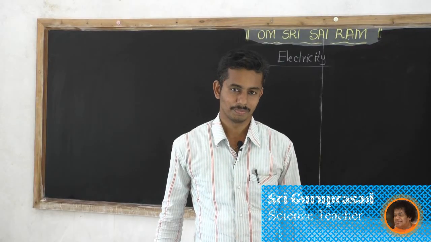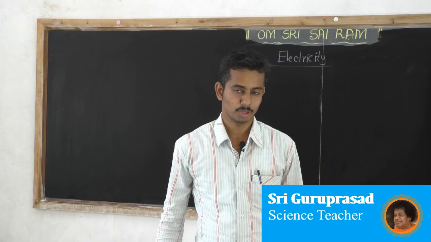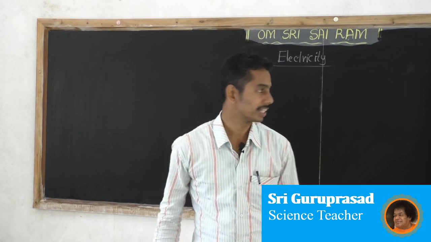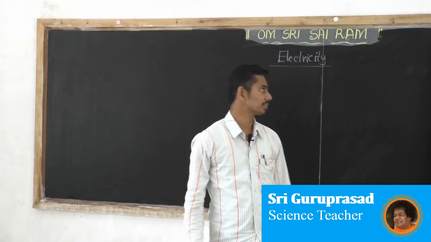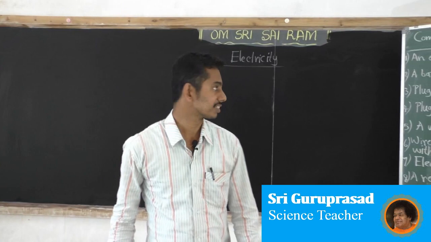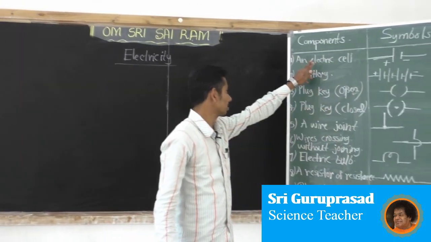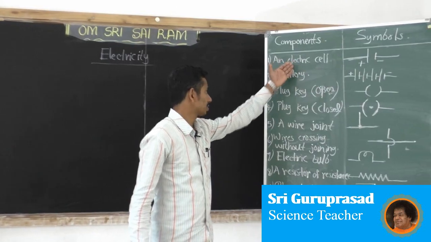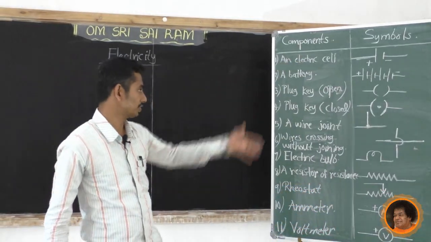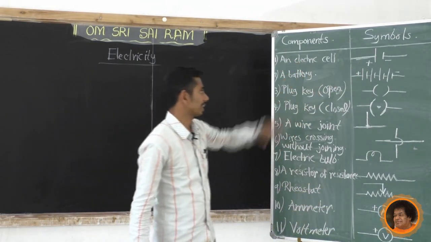Om Shri Sai Ram. In the previous class, we studied electric potential, potential difference, electric current and circuit diagram. Now, in this class, some of the different components used in an electrical circuit and their symbols are shown in the table. Some of the components, for example, electric cell, battery, plug key, these are the different components and their symbols. This is the symbol of an electric cell.